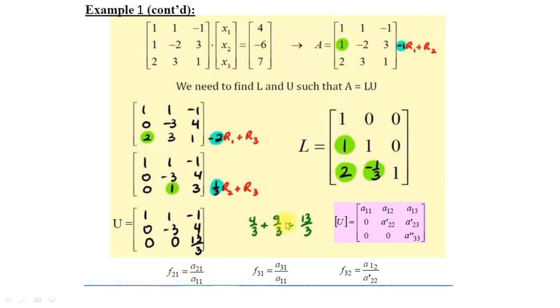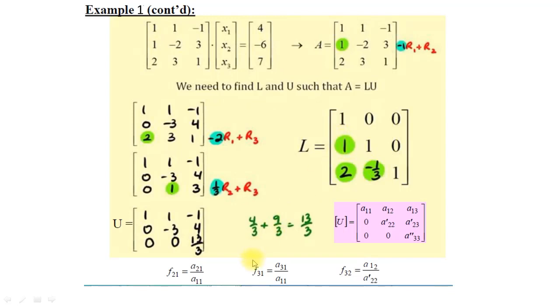Suppose this is F21, and how to find F21? A21 divided by A11. You see here in the matrix A, this is A21, second row and first column, and this is A11. So A21 divided by A11, we obtain 1. This is F21.